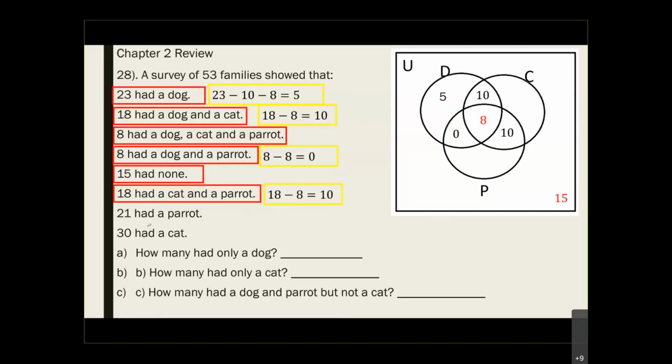And again, the last information they give me is that 21 people have a parrot, which is my parrot circle. Same thing. My parrot circle is right here. How many have I used? I already used 18, so I still have to take 21 minus 18, which is 3 on the outside here.